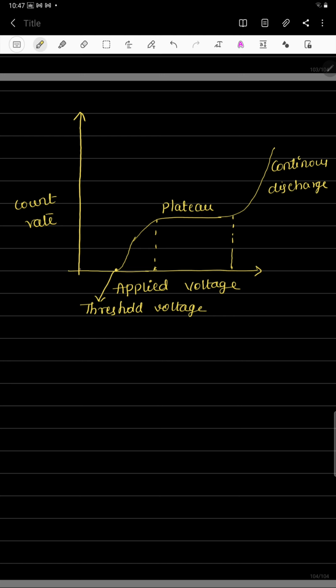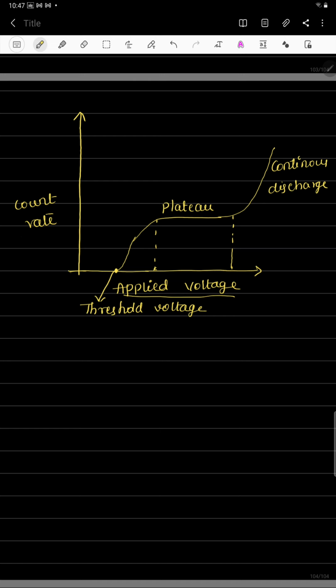So see here, there is a plot of count rate versus applied voltage. Along the y-axis there are count rates, and along the x-axis there is the applied voltage. So look at the graph here. Up to a particular voltage there are no counts.